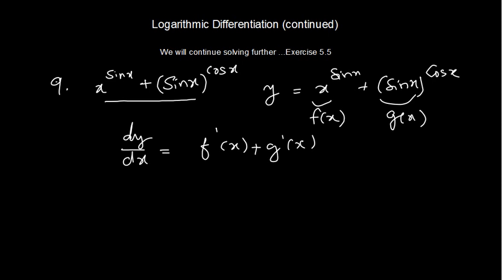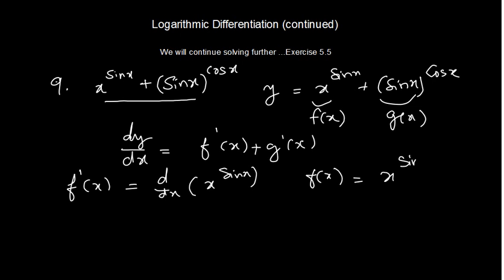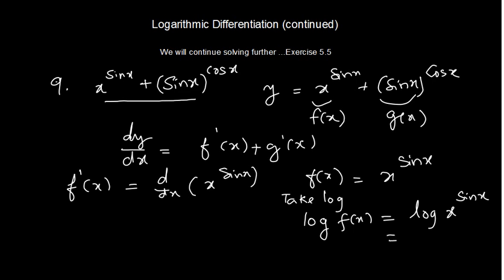f dash x meaning differentiation of f of x, g dash x is differentiation of g of x. So first one, f dash x, meaning we have to do the differentiation of x to the power of sine x. That is why we write f of x equal to x to the power of sine x, take logarithm both sides. So you will have log f of x equals log x to the power of sine x. That becomes sine x will come to the front, sine x log x.